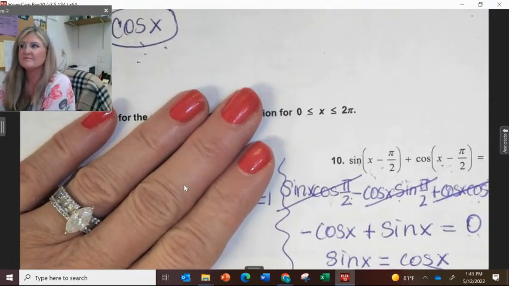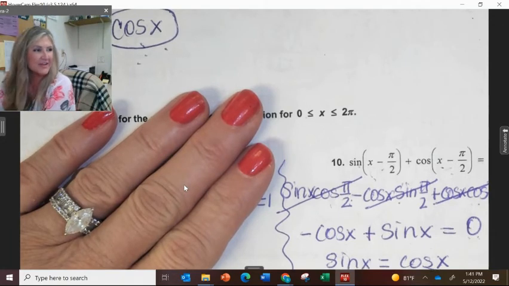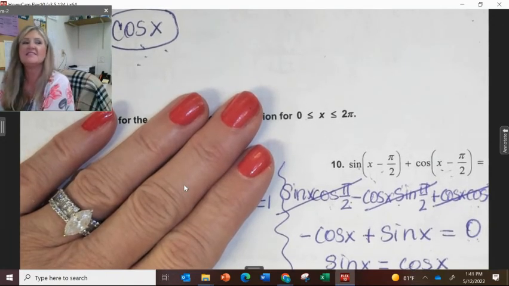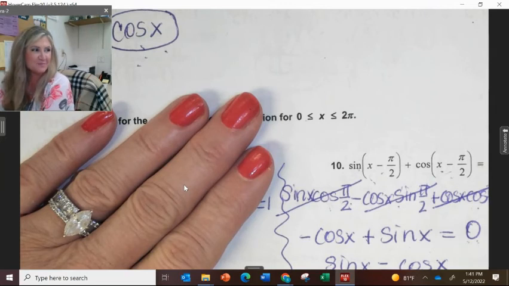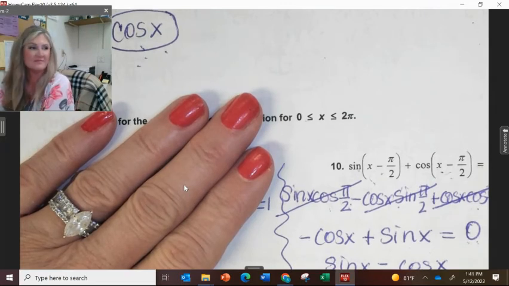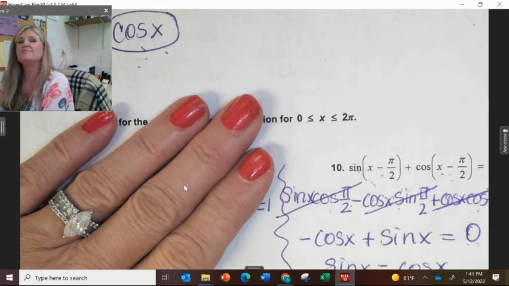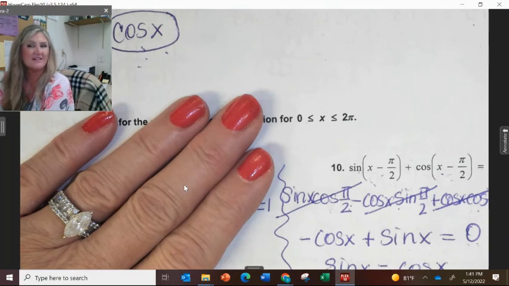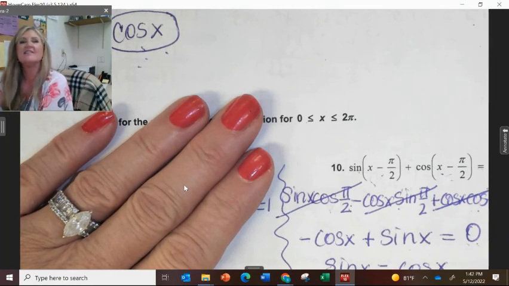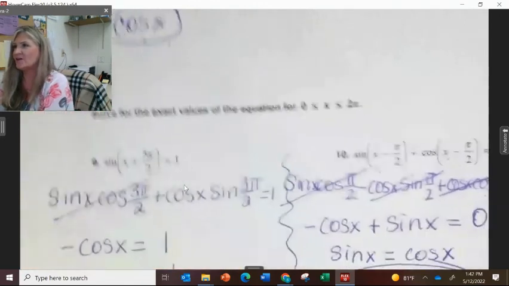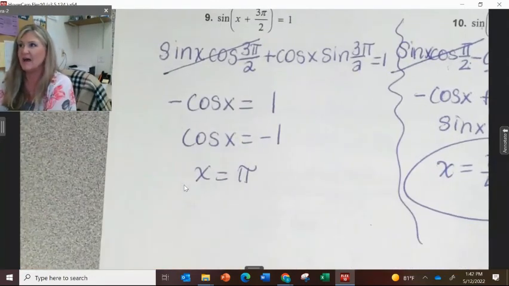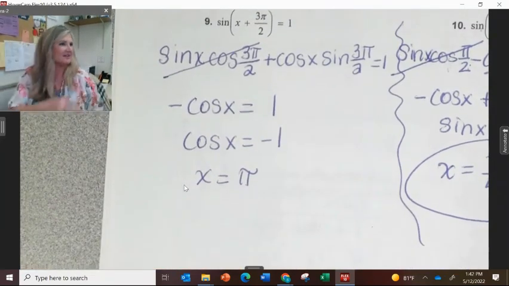Raise your hand when you think you know it. Sam, what'd you get? I got pi. Anybody get something different? Anybody get pi? Good job. You all are correct. The answer is pi. There's the way it's done.